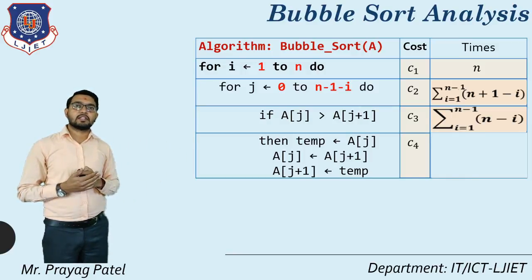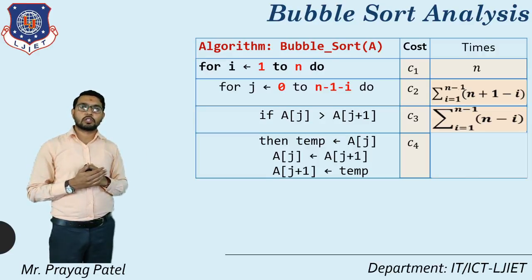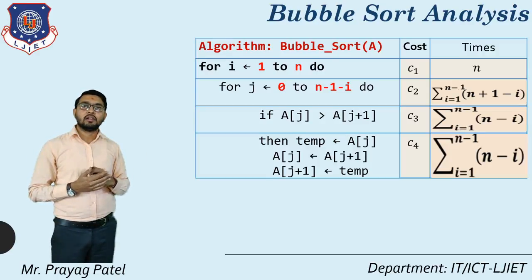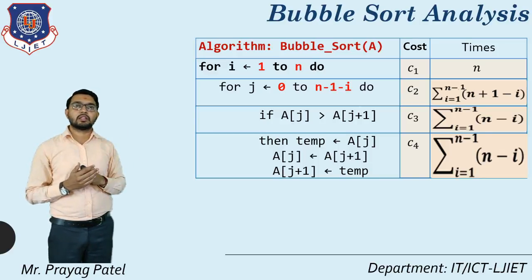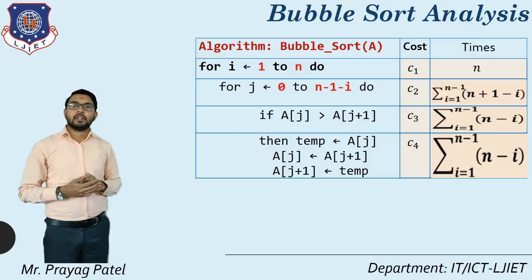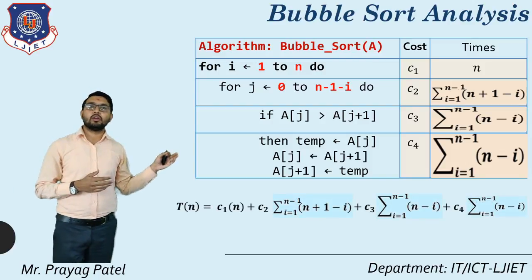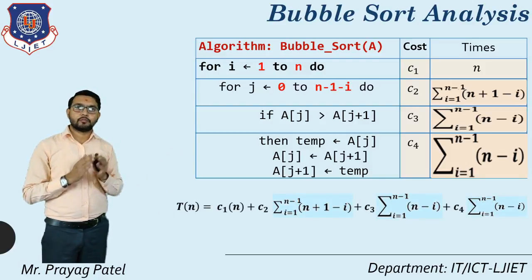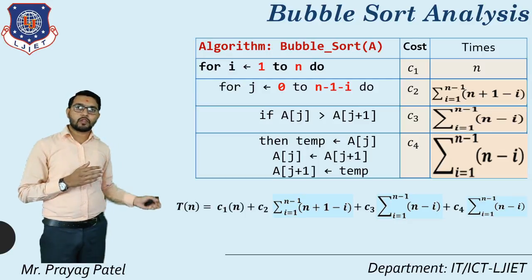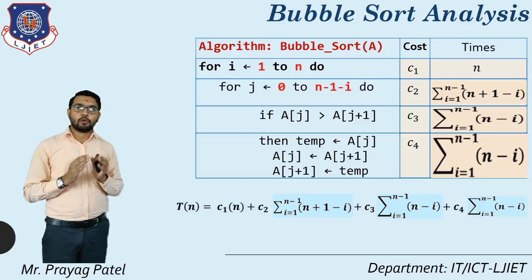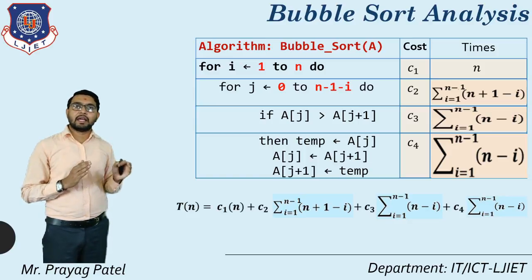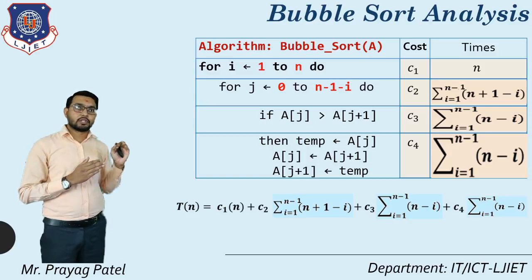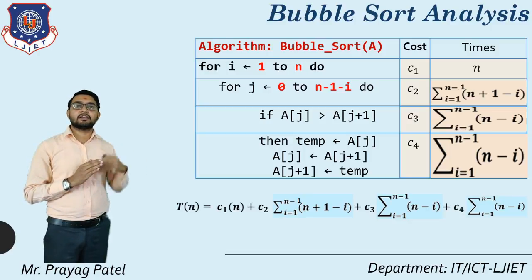So here consider the next step as C4, the cost for the swapping operation, and the time for this step as sigma i equal to 1 to n minus 1 of n minus i. Now solve this equation according to our formula to find the complexity. So here consider the common formula for finding the complexity as the addition of each and every line's cost and time. So first multiply cost and time, and then add the cost and time of each and every step.